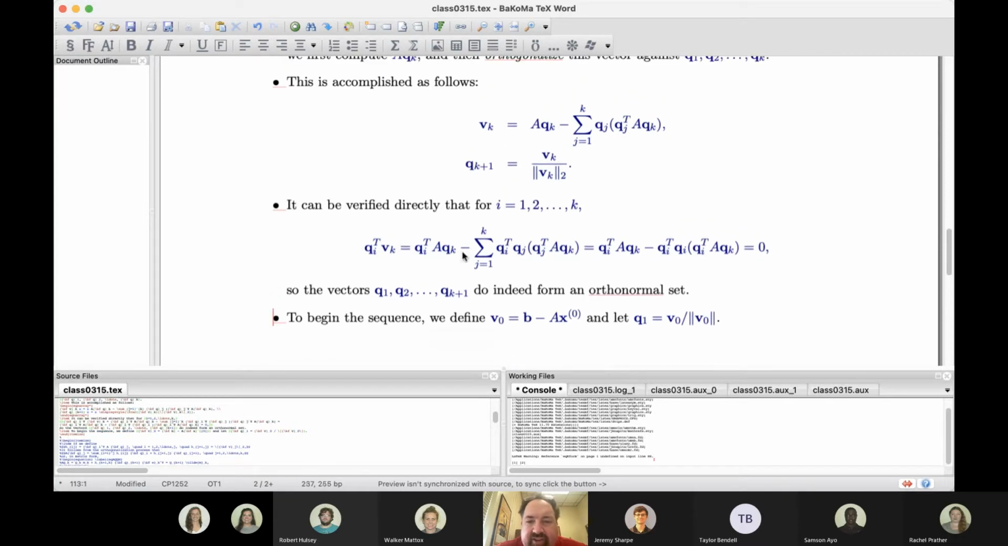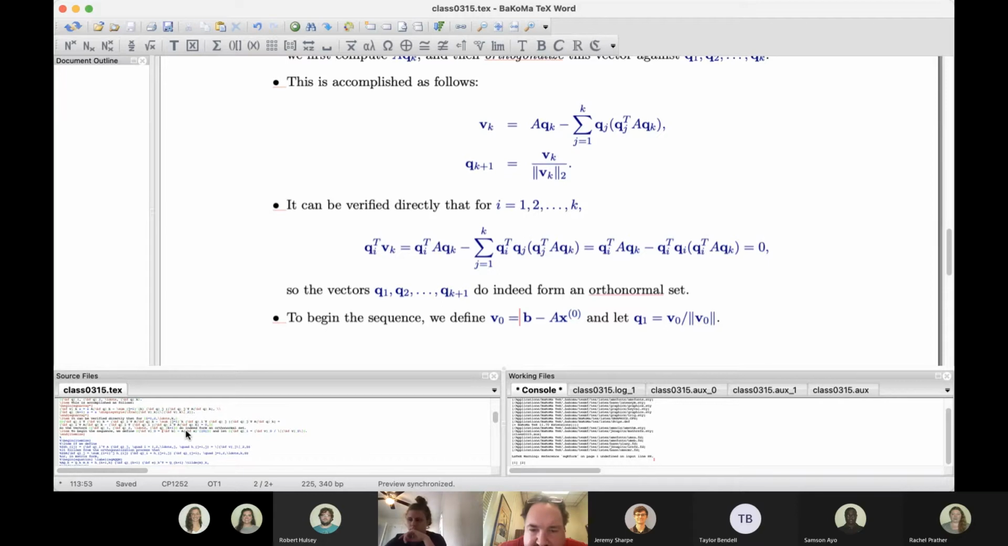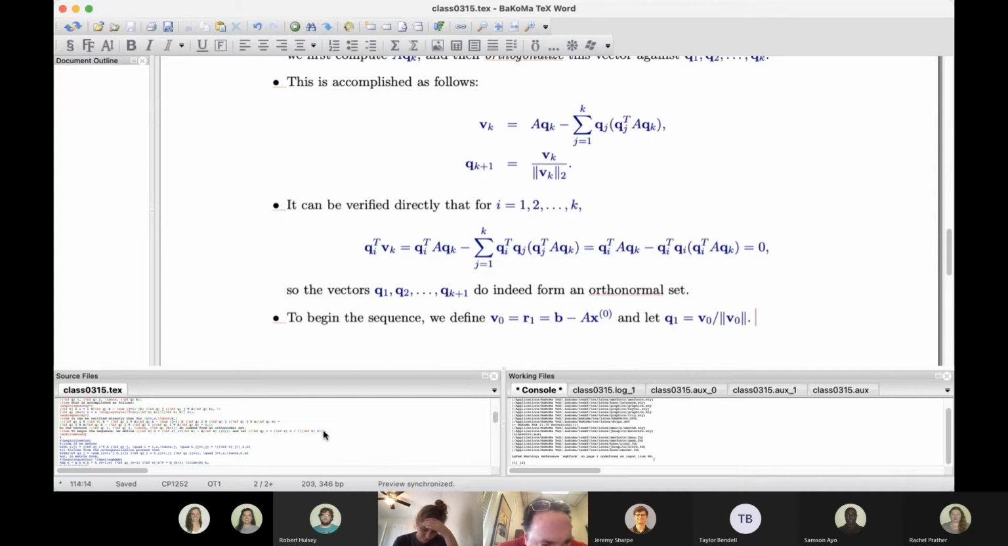Oh, and now to start a sequence of vectors, all I do is I take my initial residual, so V0, that's the same as how I defined R1, is b minus A x0 for my initial guess x0. And then I just normalize it. And then I should make clear that should be the 2 norm.